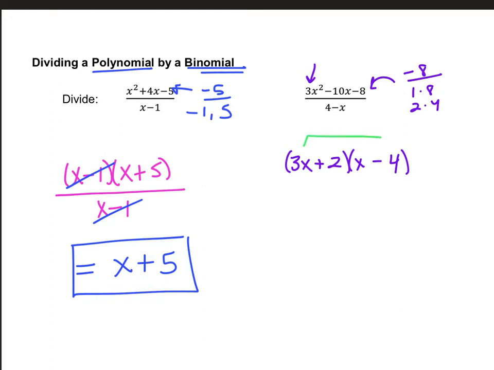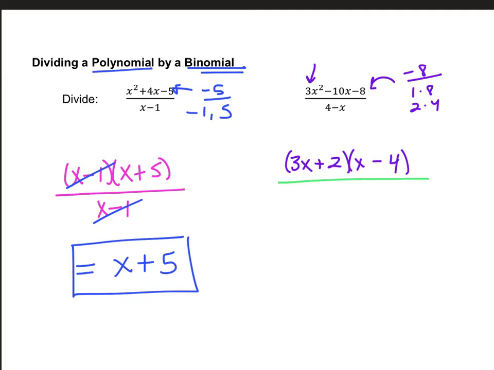So if we check our outside terms, 3x times -4 is -12x. 2 times x is 2x, and if we add those together, we're getting -10x. Okay, so that worked out. I am going to go ahead and just erase my check real quick, but you guys were listening and following along, so you checked as well.